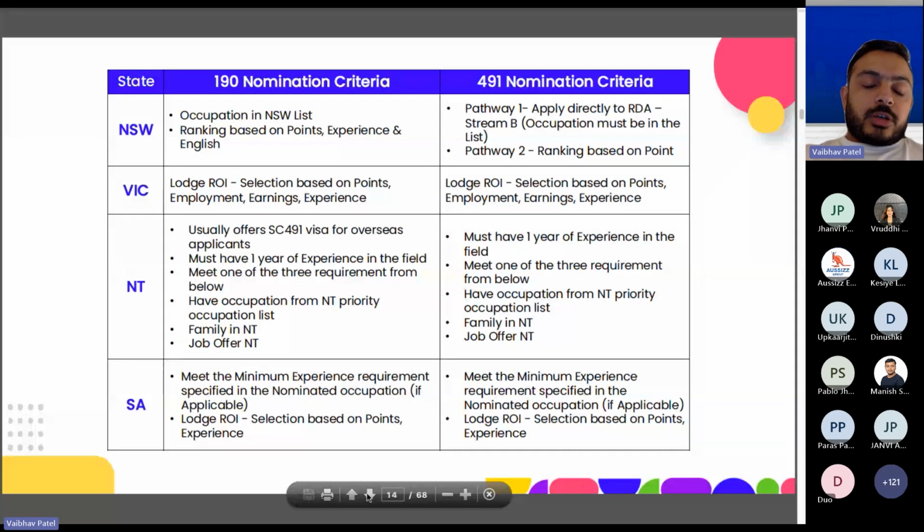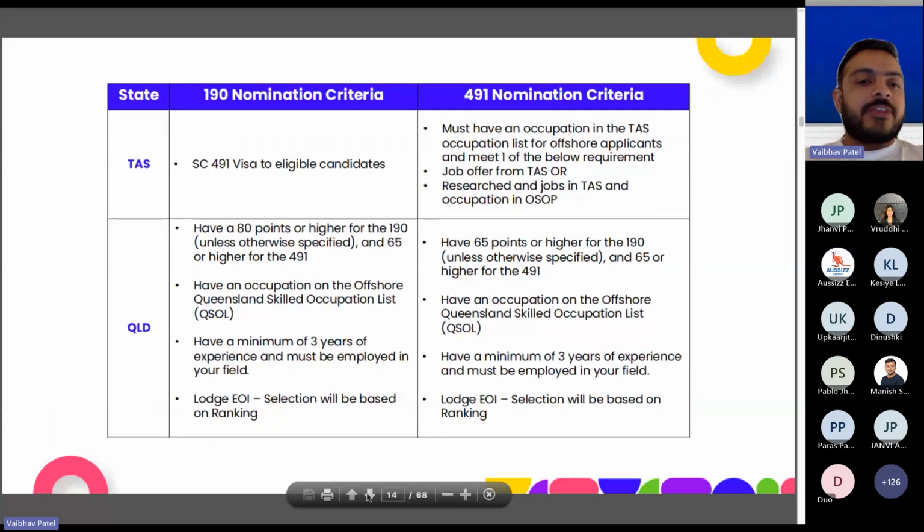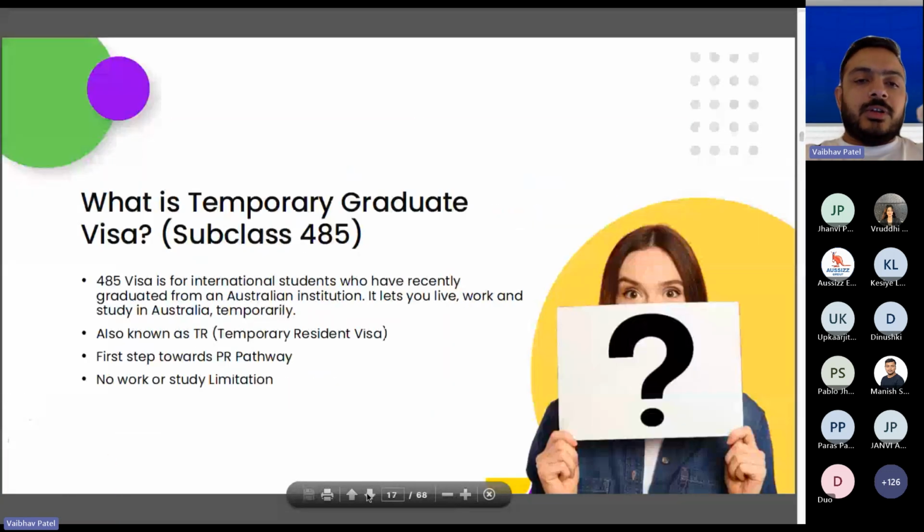For Victoria, subclass 190 and 491, we lodge an ROI based on your points, and your selection is generally based on your points, your employment, like whether you're working in your skilled occupation or not, your earnings, and number of years of experience. In subclass 190 or 491, it's pretty much the same. So if you see, all the other states have different criteria like this. And as I said, once you meet all the state's criteria for subclass 190 or 491, you can apply for state nomination with that particular state.